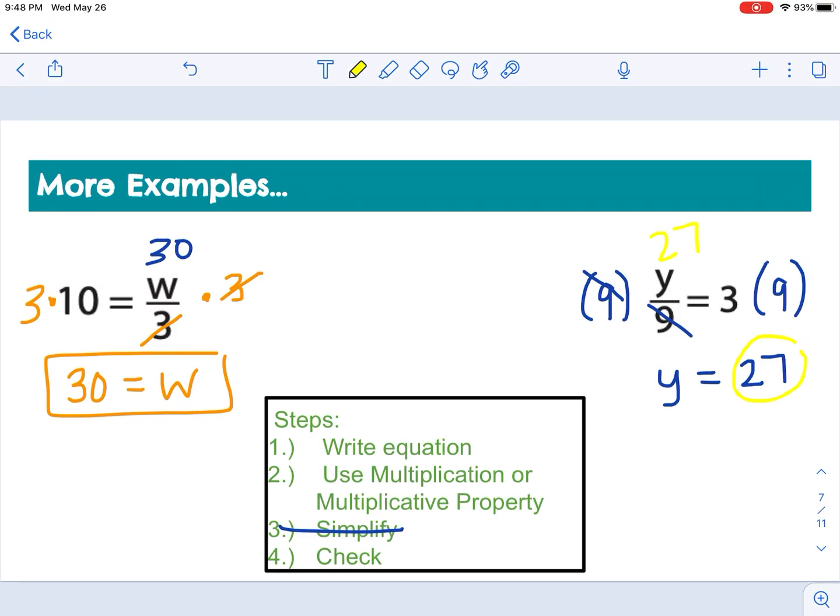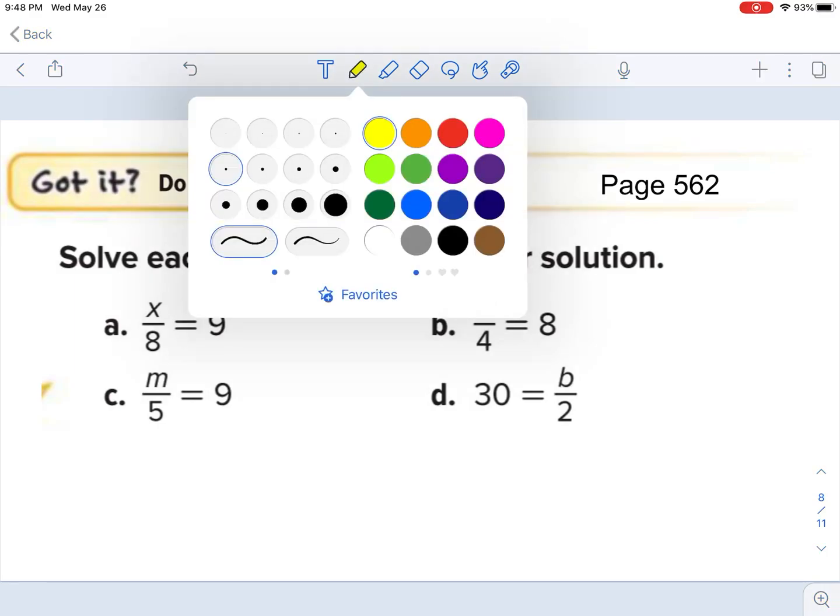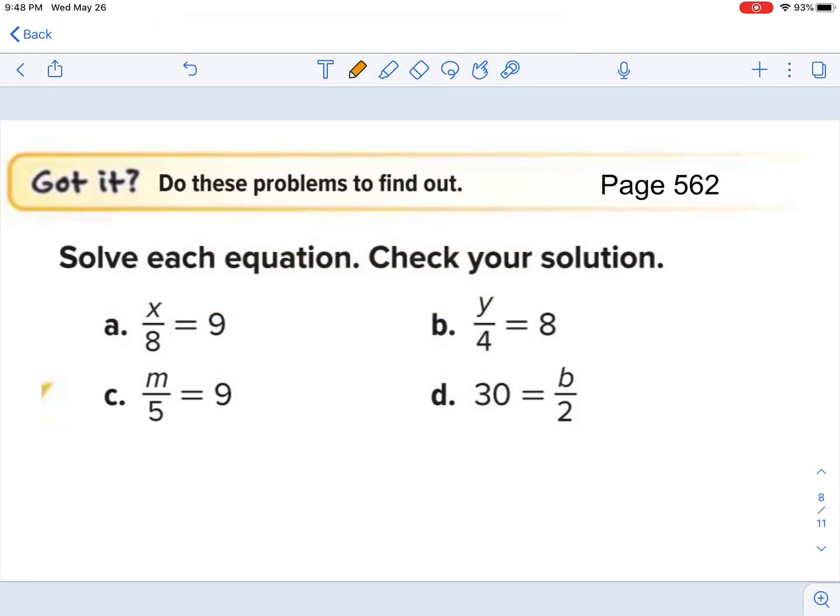That is a good step to do at the end, especially when you're taking a summative, to make sure you got your answers correct. All right, take a moment right now to try a couple on your own. So you're going to turn your book to page 562. There are 4 got it's for you to try. Remember, these are all division problems, so you're going to be using multiplication to solve them. That is the inverse. Try them in your book and then come back and we'll check them over.